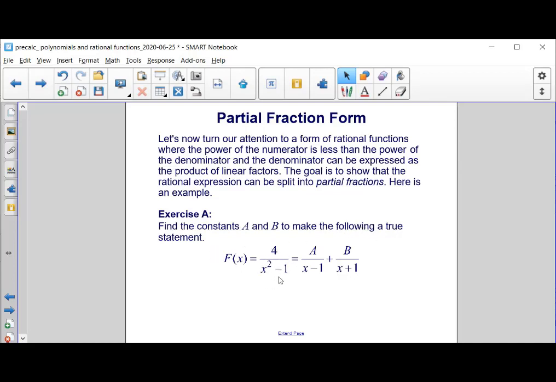Here's an example. Find the constants a and b to make the following a true statement. 4 over x squared minus 1 is equal to a over x minus 1 plus b over x plus 1.